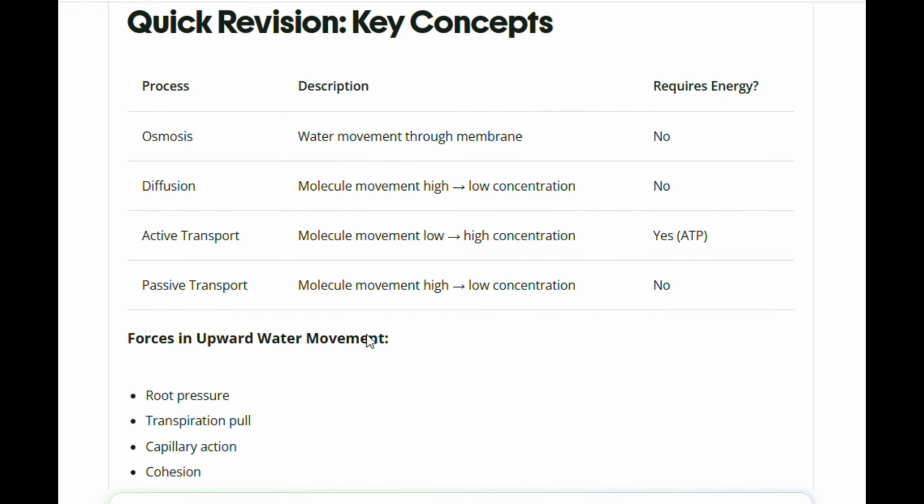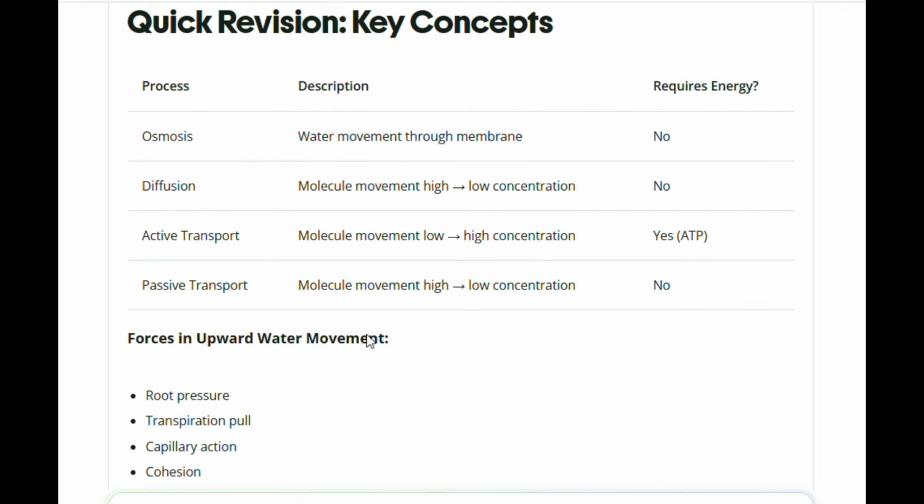Active transport, molecule movement from low to high concentration. Does it require energy? Yes, it needs ATP, right? Passive transport, molecule movement from high concentration to lower concentration. Does it require energy? No.